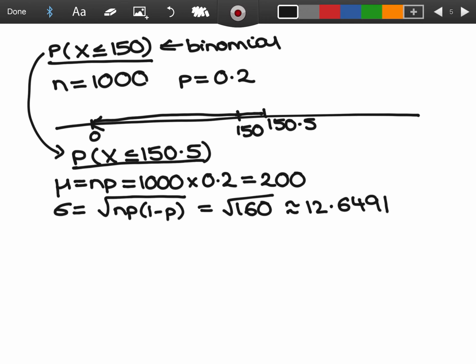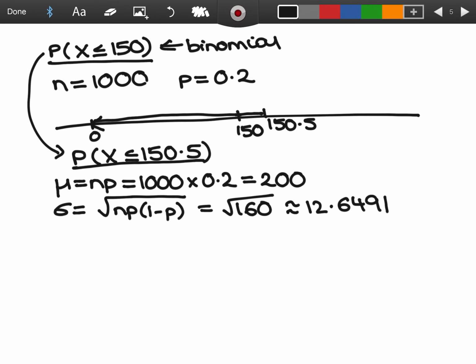Remember that it asks for our mean, it asks for the standard deviation. It will also ask for a lower and upper bound. Now, we've got the probability that X is less than or equal to 150.5, okay? We have an upper bound, we don't have a lower bound, okay?